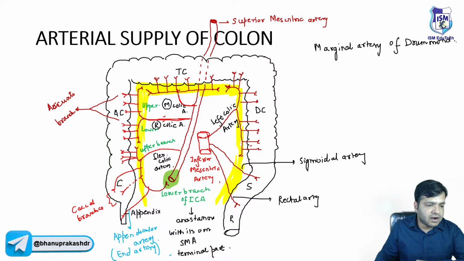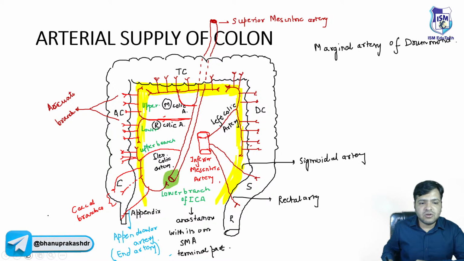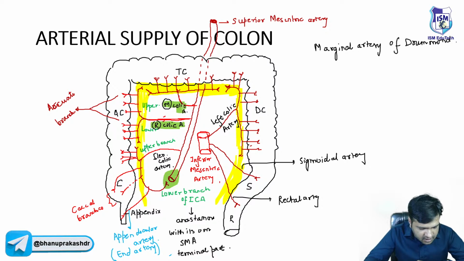Okay, marginal artery of Drummond. The point I want to make here is that in the majority of the population, the right colic artery, followed by the middle colic artery, is absent. It is the commonly absent artery of the gut. So if it is not there, then what will happen, beta?